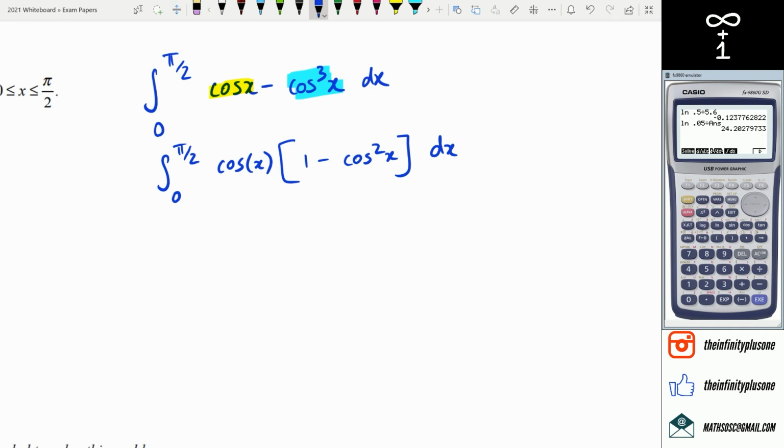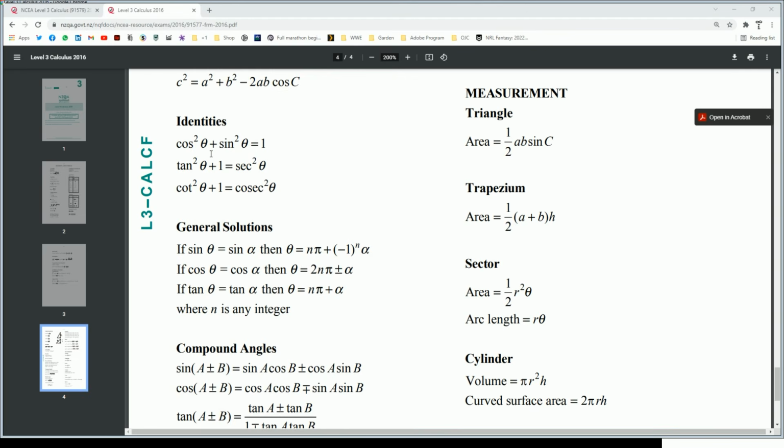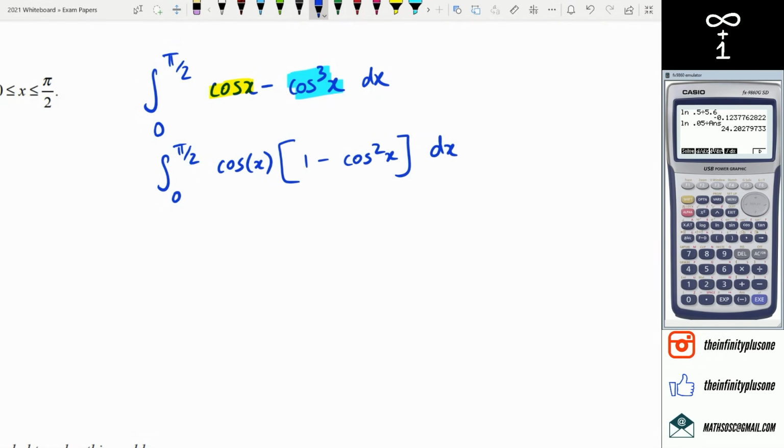So once we do the 1 minus cos squared x, we've actually got to go into our formula sheet to replace cos squared x. Where is it? There it is. So if you guys have a look here, cos squared theta plus sine squared theta equals 1. We're going to use that identity to get rid of the cos squared x. So we're going to come back here, and we're going to rewrite this as the integral from 0 to pi over 2 of cos x sine squared x dx.